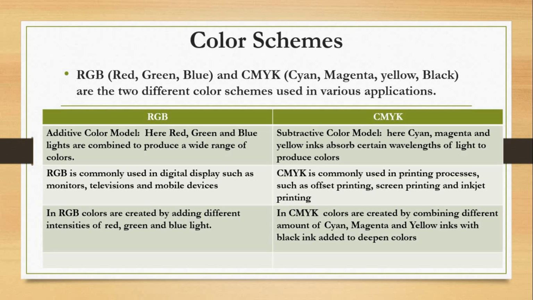In RGB, colors are created by adding different intensities of red, green and blue light. In CMYK, colors are created by combining different amounts of cyan, magenta and yellow inks with black ink added to deepen the colors.